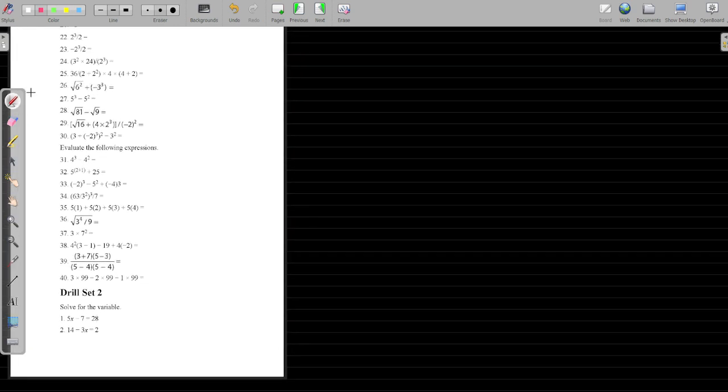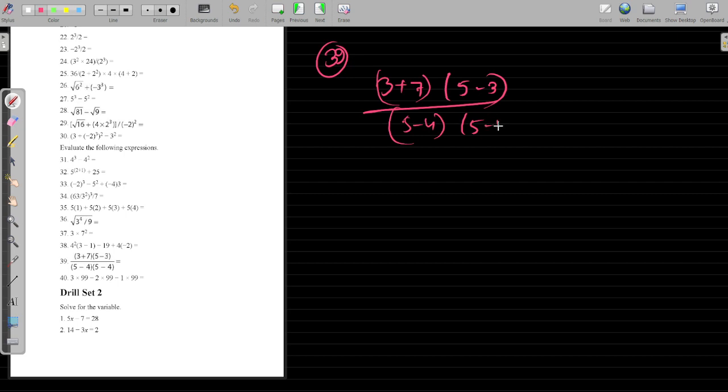Then 38, 39. So 3 plus 7, 5 minus 3, and here 5 minus 4, 5 minus 4. The answer will be 10 multiplied by 2 divided by 1 multiplied by 1 means 20 by 1 means 20.